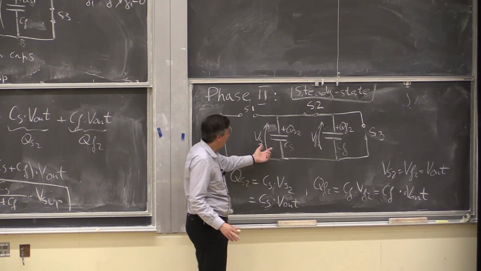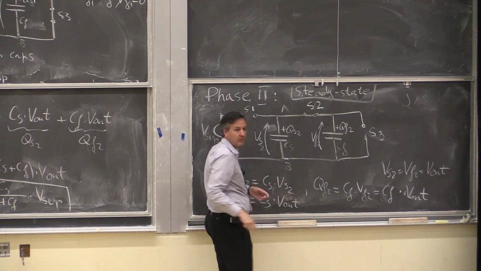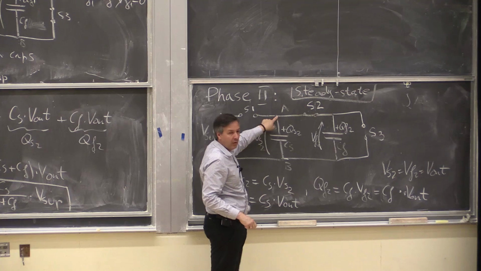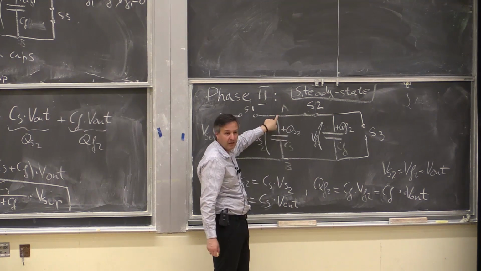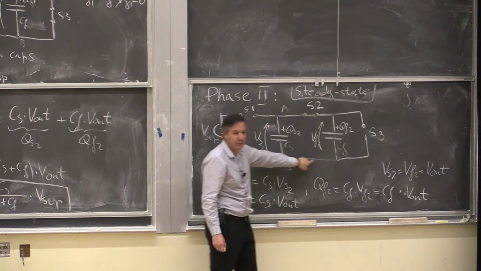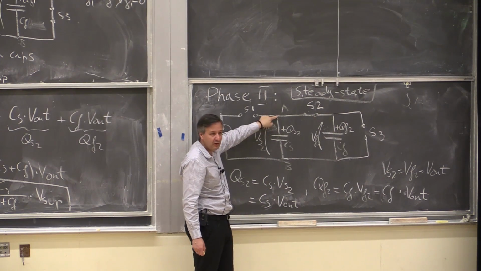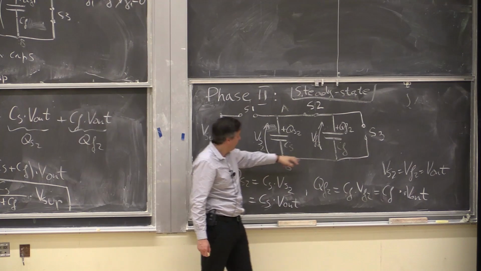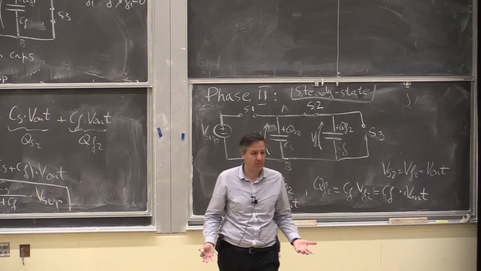Everything's settled. And then I'm just wondering, okay, this is node A and this is node B. Isn't this also node A? That's just a short wire, right? Isn't this just node B? So then VS2 is a voltage between node A and node B. VF2 is also a voltage between node A and node B, so they're the same.